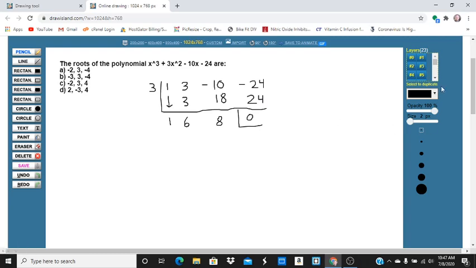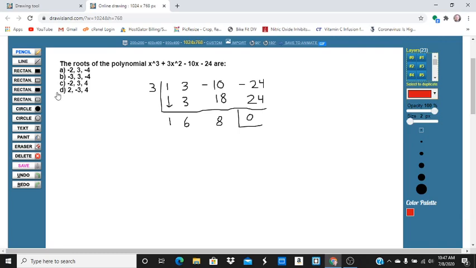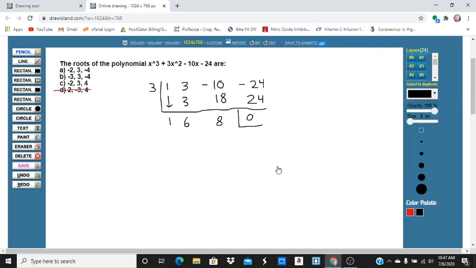3 does work, meaning that D will not work. Okay, so now we've got a quadratic left that's x squared plus 6x plus 8.